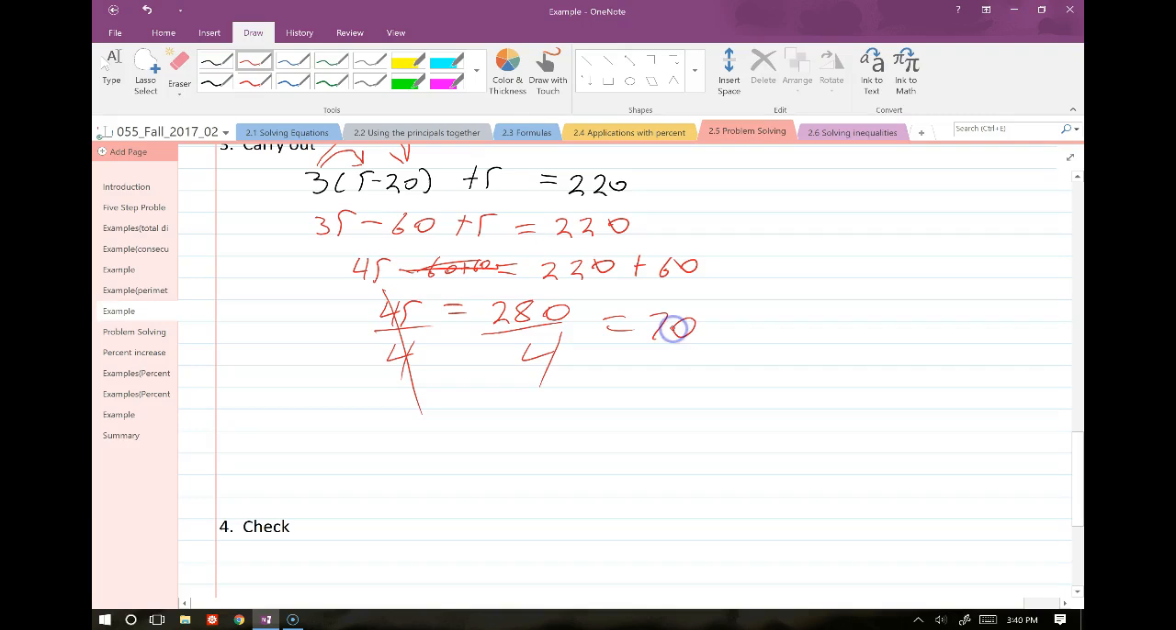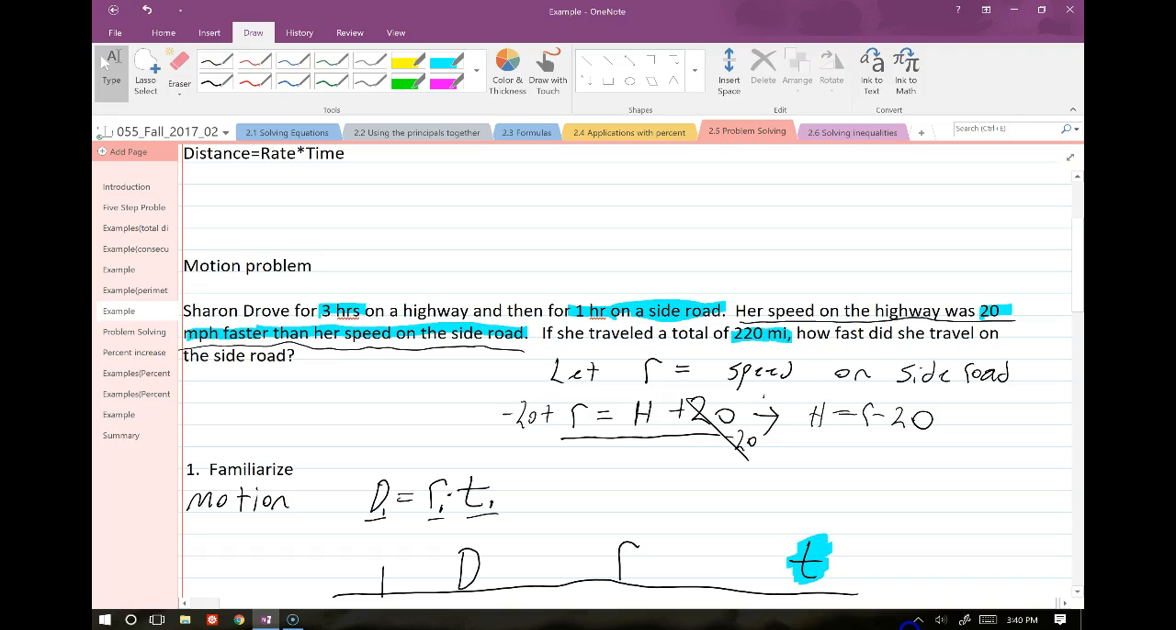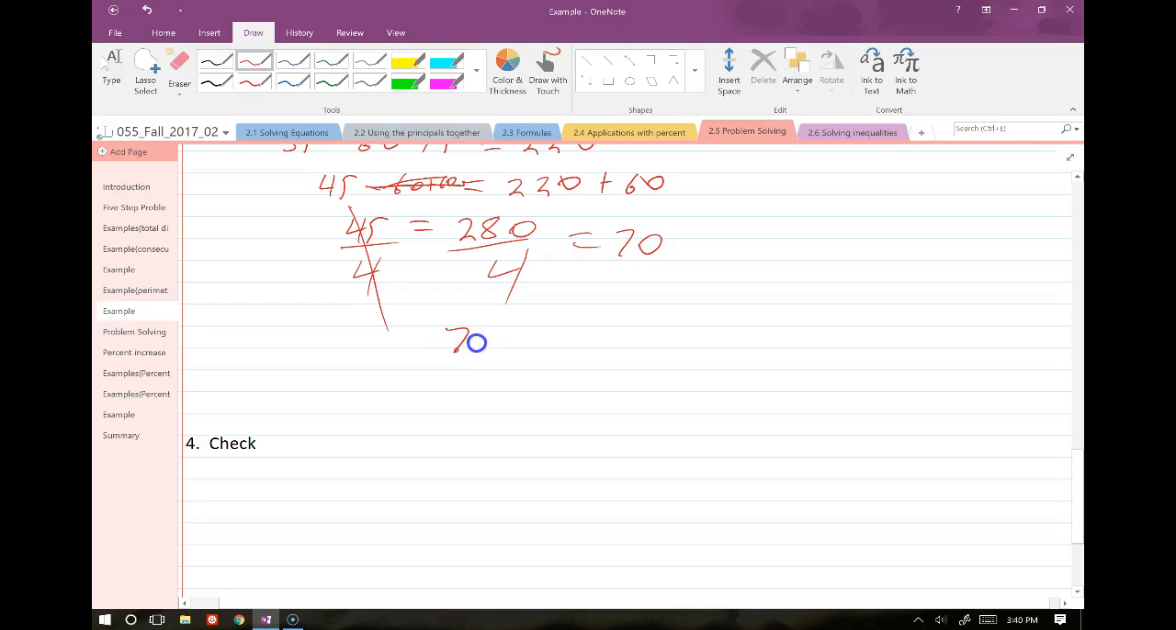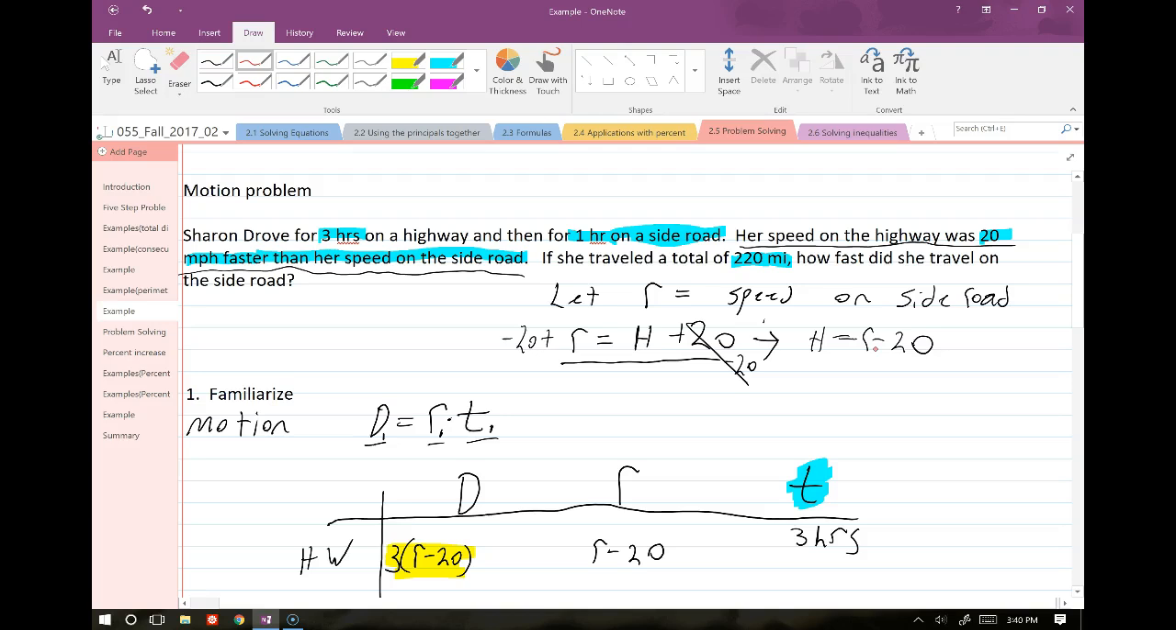So 70. And we said that r was the speed on the side road, right? So 70 equals the speed on the side road, and the highway. Shoot, I think I did this problem wrong.